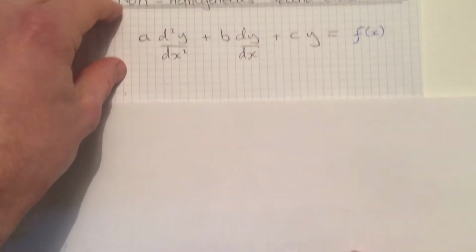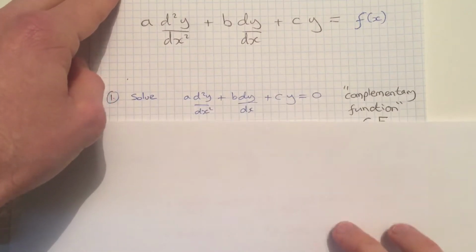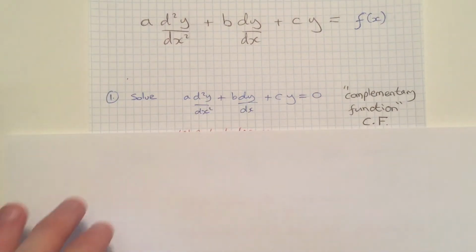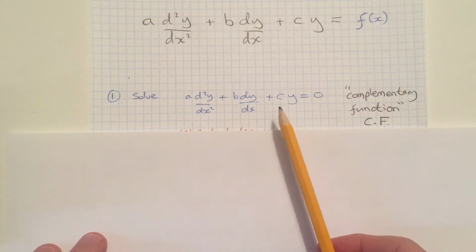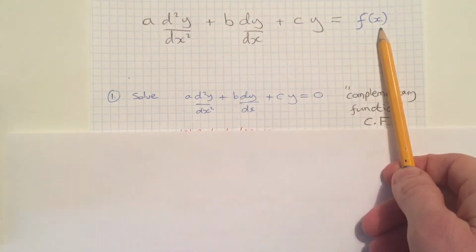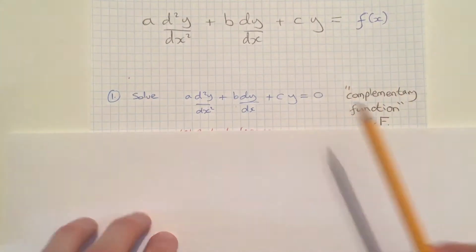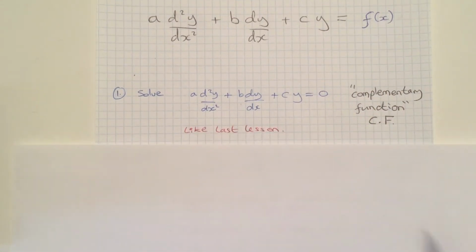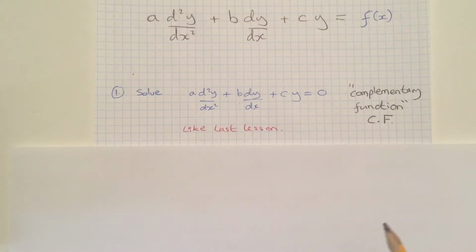We are first of all going to solve it as if it was a homogeneous second-order differential equation, just like we did last lesson. So I'm just going to make it equal to 0 to begin with, and solve it like we did last lesson, and that will give us what's called our complementary function. So that will give us one part of our solution.